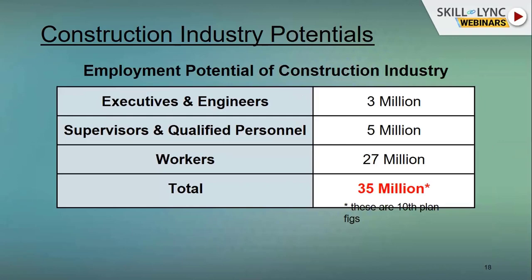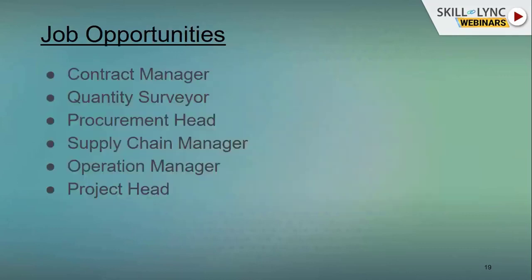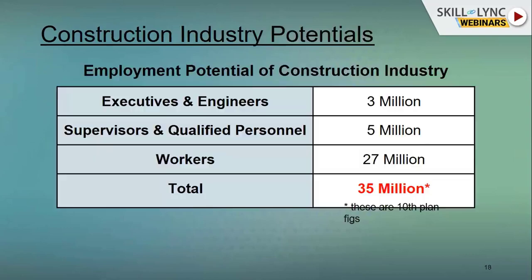So this is the overall view of the construction industry. These are figures from around 2010, which I have taken. So what is the total number of executive engineers, supervisors and total workers? It's 35 million. This is the potential of this particular industry as per the market figures available till 2010. So this is the market potential.